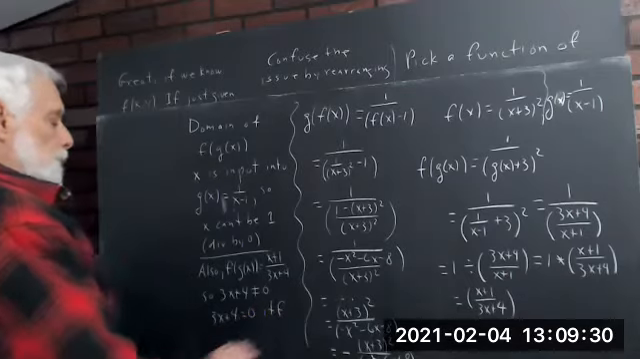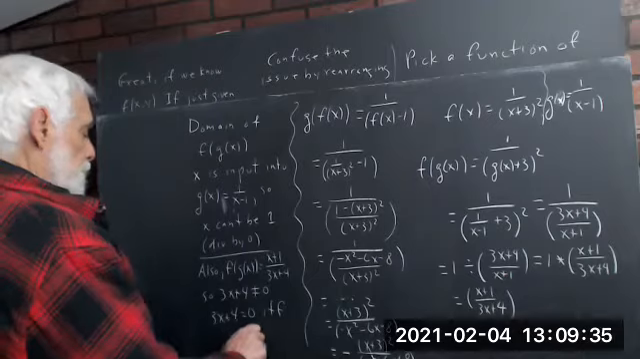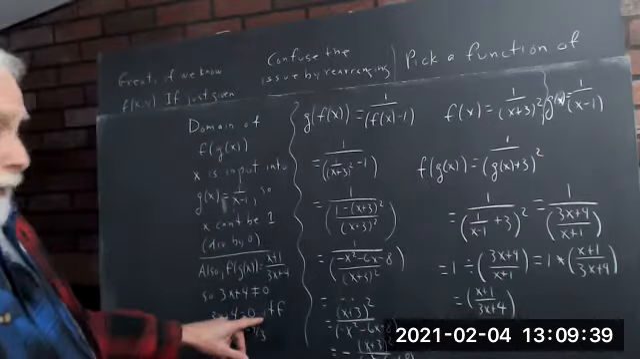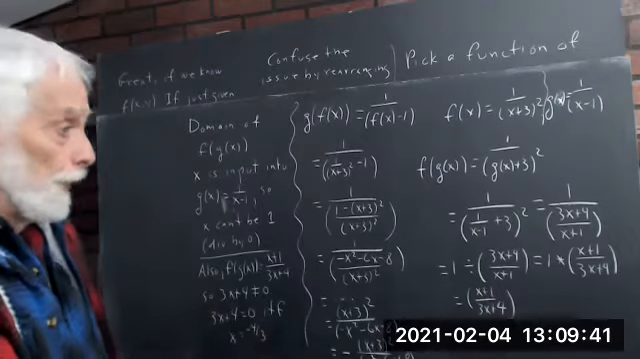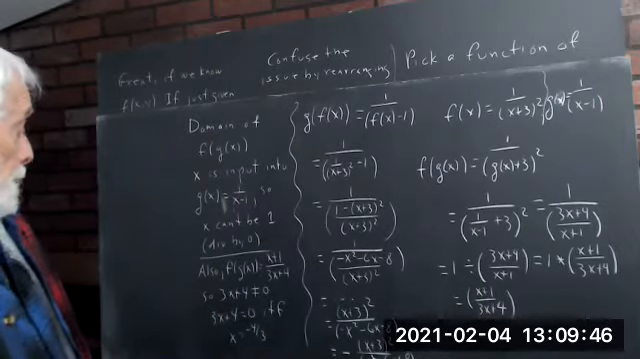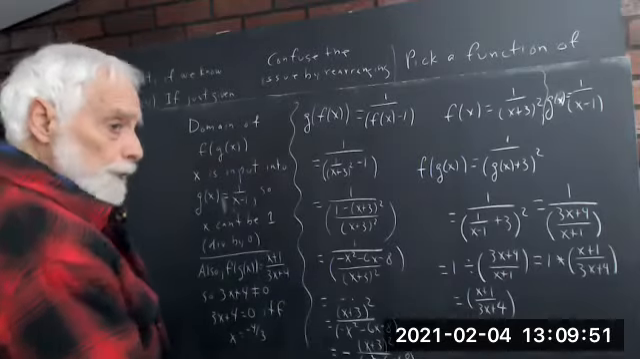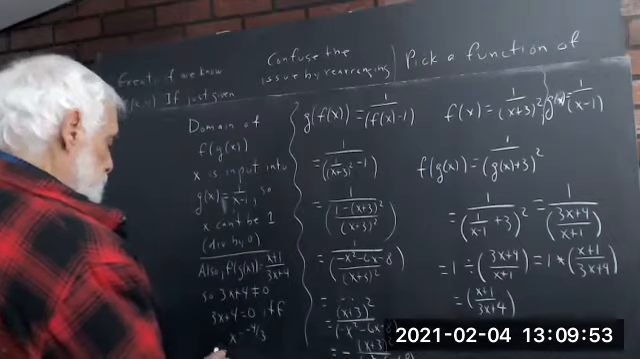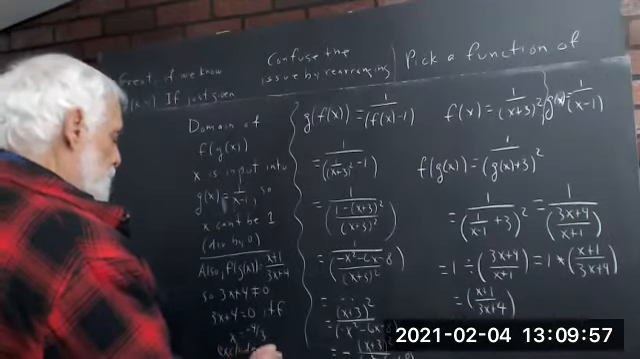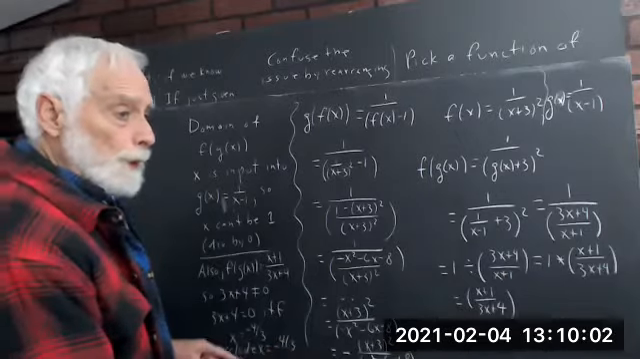3x plus 4 is equal to 0 if and only if x equals negative 4/3. Okay, you can easily solve this equation. Subtract 4 from both sides, divide both sides by 3. I'm not going to go through the details of that. So you have to exclude x equals negative 4/3 from the domain.